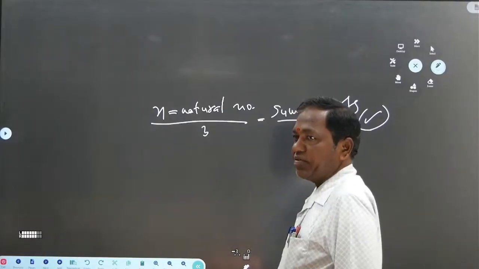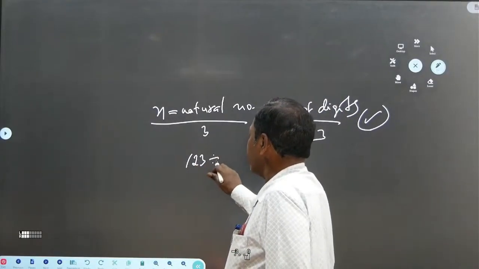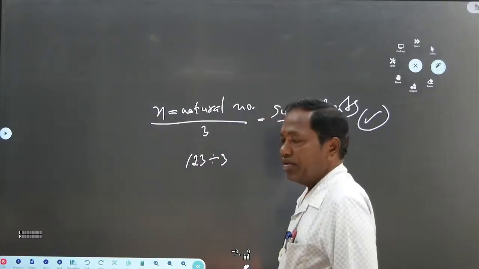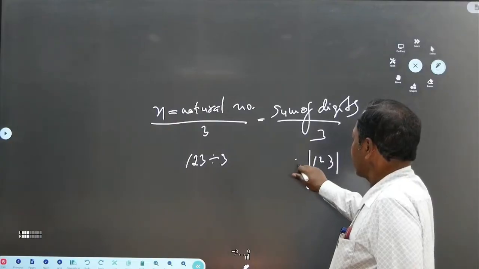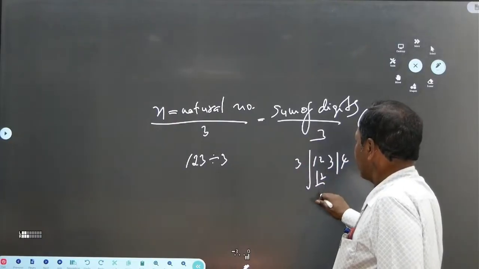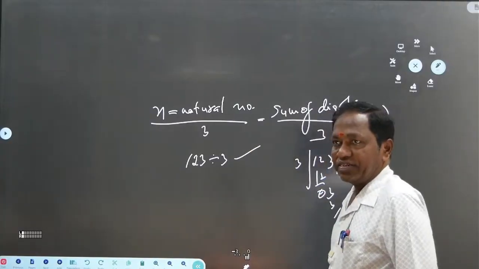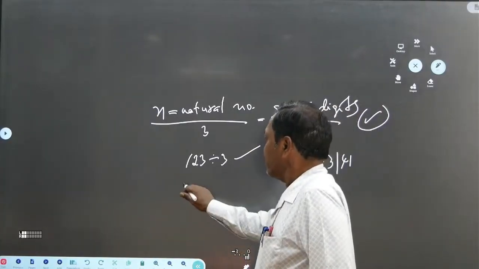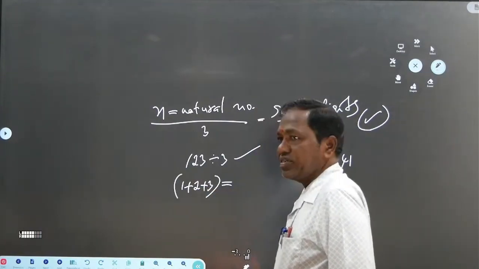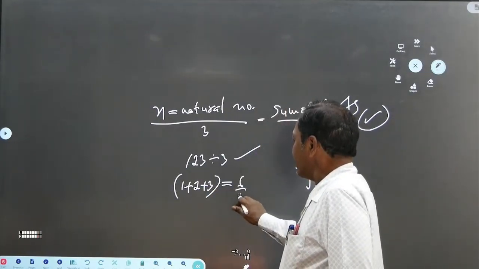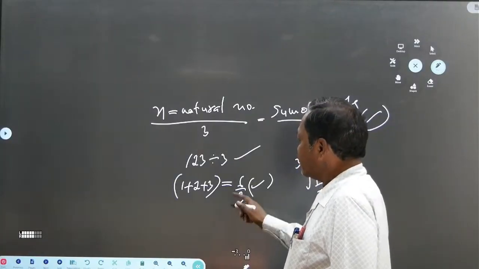Say for example, 123 by 3, yes or no? We don't need to divide. See, 1 plus 2 plus 3, the sum of the digits is 6. Is 6 divisible by 3? Yes. So that is the useful trick.